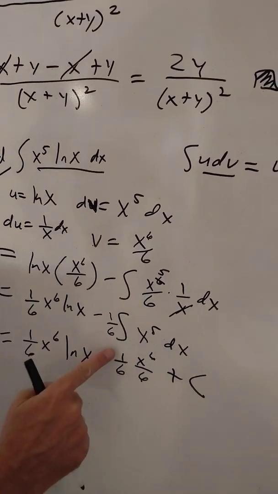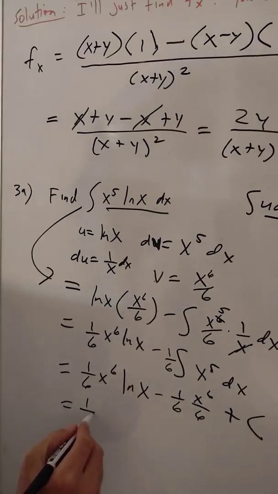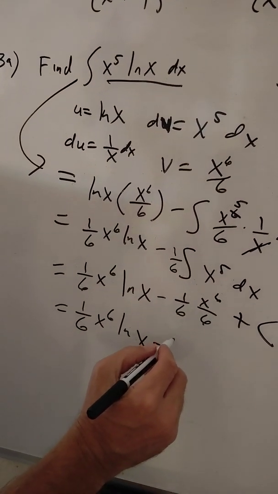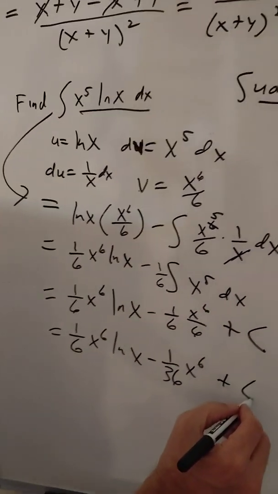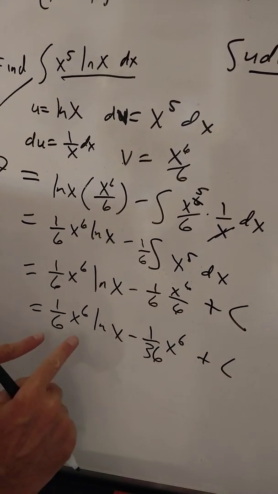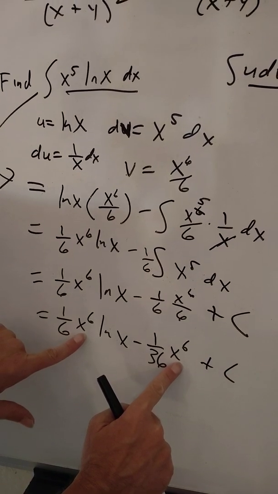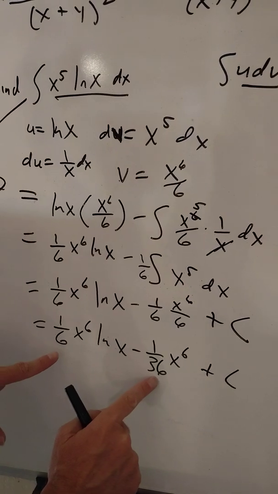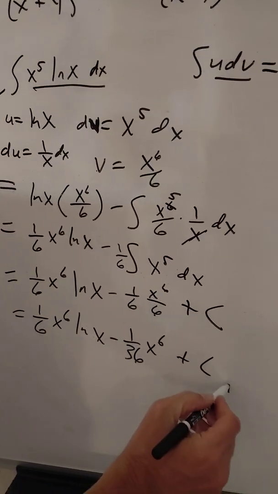And then this is like 1/6 times 1 over 6. So I'm going to simplify that. So this is going to be 1/6 x to the sixth ln of x minus 1/36 times x to the sixth plus c. I'm going to stop there, but you could take out an x to the sixth clearly, and then you could pull out a 1/36th, I guess you would. Either one of these you could pull out, but I'm going to stop there. This is good enough, just like that.